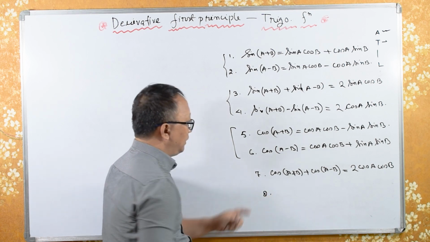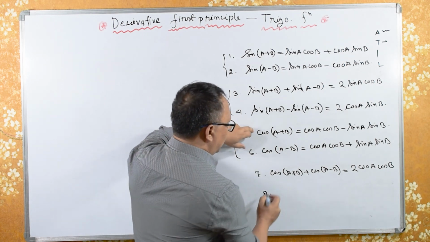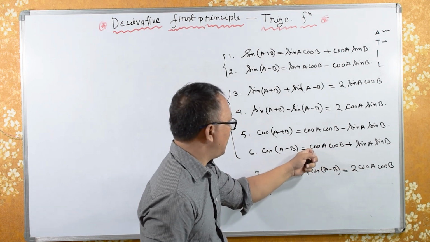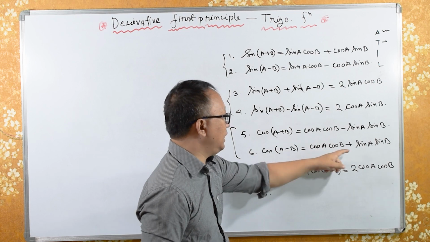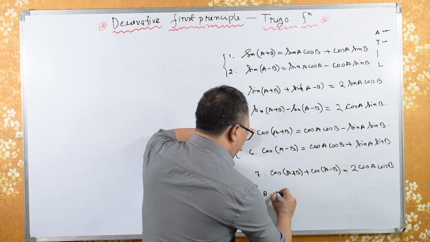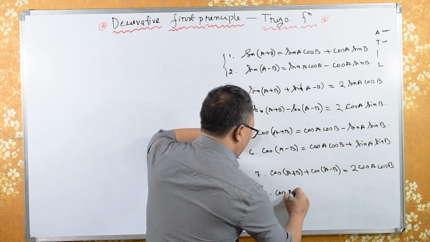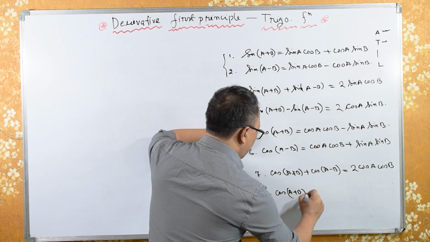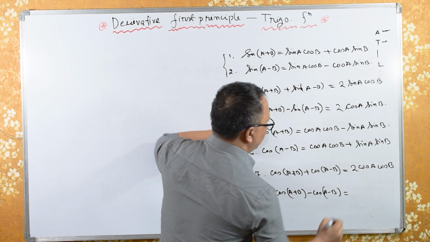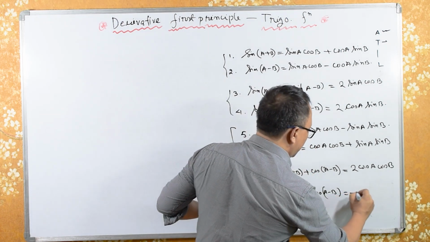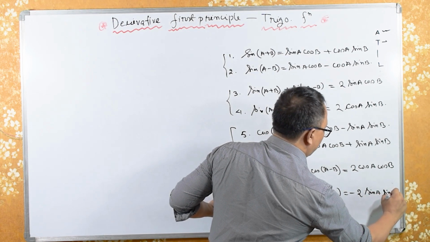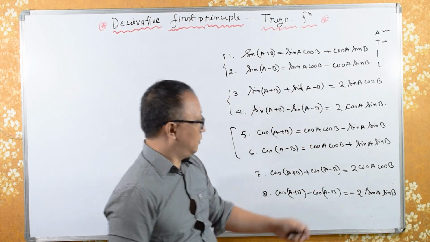Similarly, in number 8, if I give minus over here, then these two will get cancelled, and here I will have minus twice. Let's see. We have cos of A plus B minus cos of A minus B is equal to, these two will get cancelled, minus twice sine of A sine of B. Be careful here.